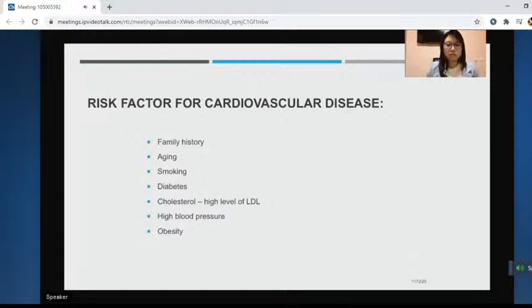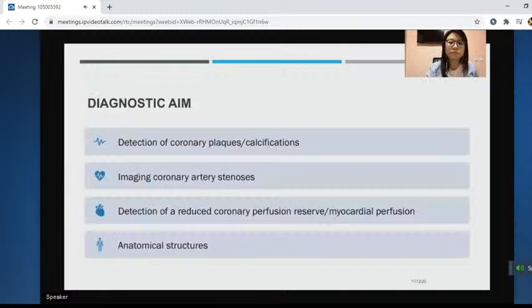In risk factors, family history plays a vital role in cardiovascular disease, followed by aging and other lifestyle habits like smoking, high cholesterol, and obesity. In diagnostic imaging, we aim to detect coronary plaques and calcifications, artery stenosis, to see any reductions in coronary perfusion, myocardial perfusion, and also evaluate the anatomical structures.